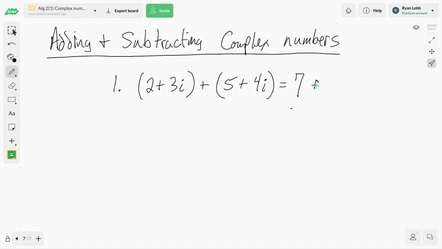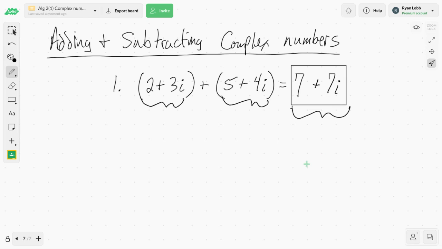So plus 7i. Okay. And that is the result. We had here this imaginary number plus this imaginary number is equal to, in this case, that imaginary number. Okay. There's adding those two imaginary numbers.